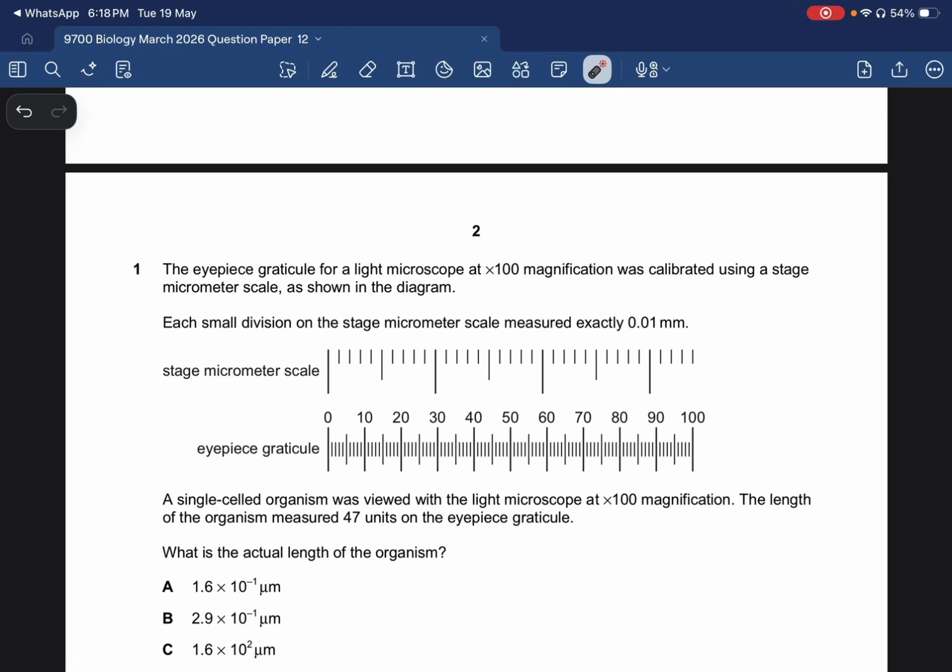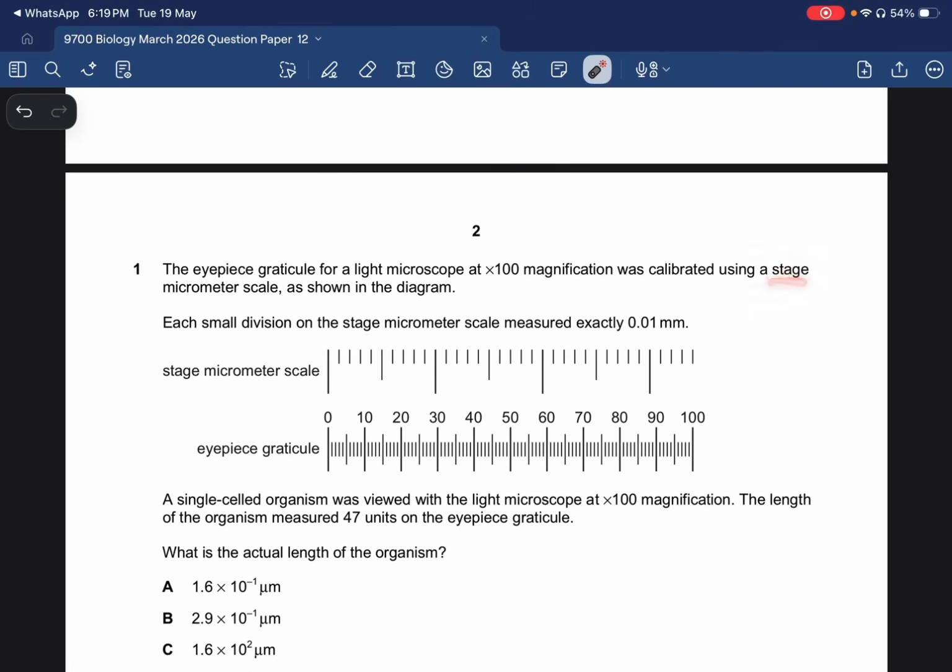All right, so you know this by now. Whenever we talk about a light microscope, we talk about two scales, right? Eyepiece graticule and then stage micrometer. The eyepiece graticule is the scale which is inside of the microscope. It is inside the piece of the microscope which you put your eye into in order to use the microscope.